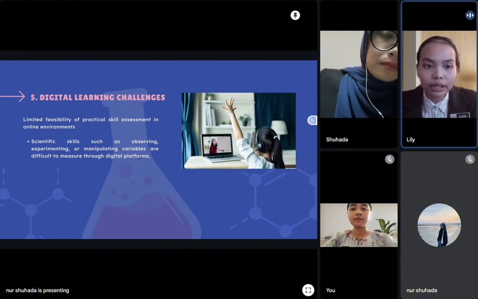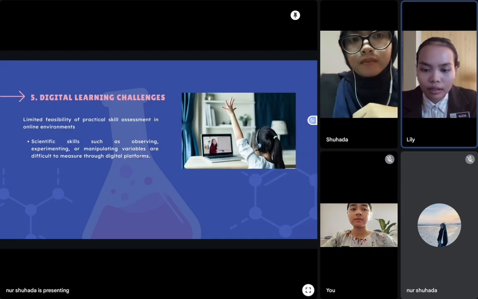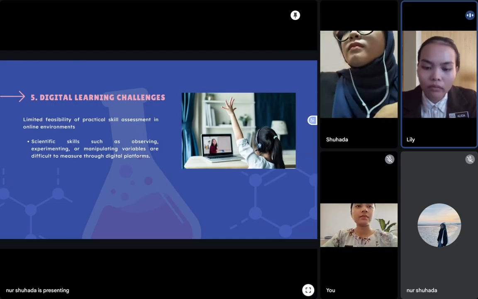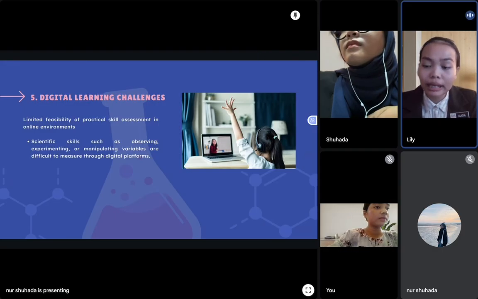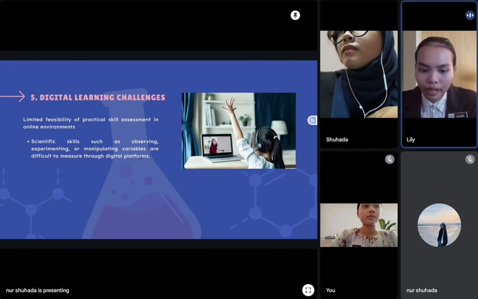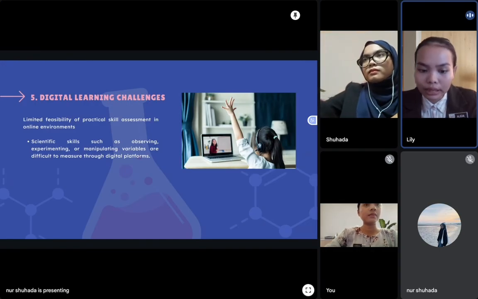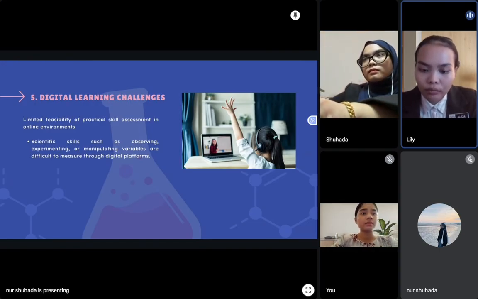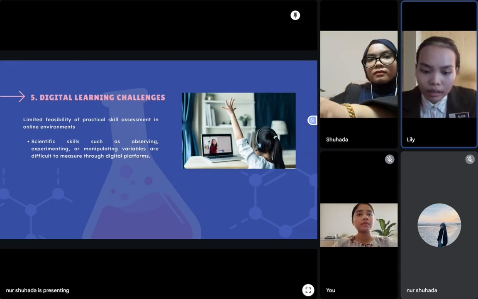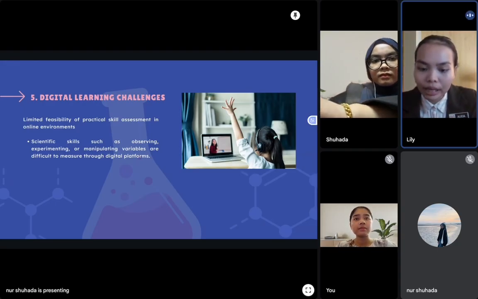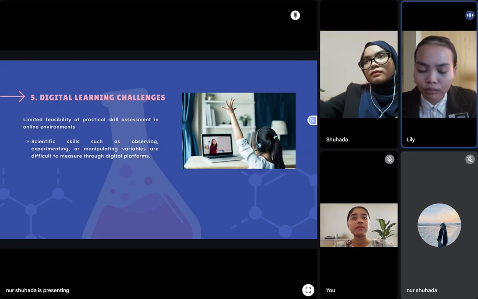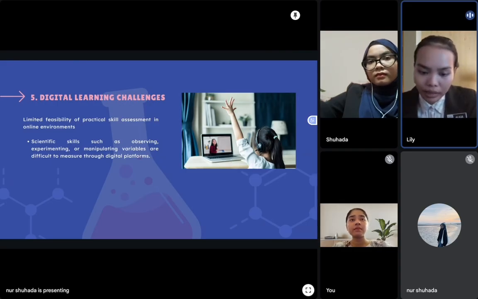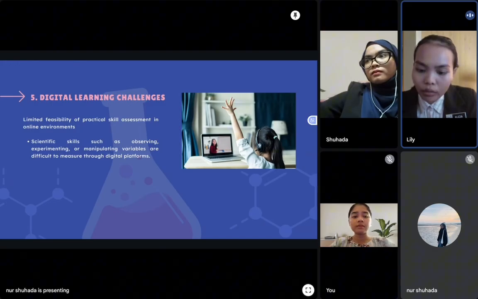The next challenge is digital learning challenges. Limited feasibility of practical skill assessment in online environments. This is because scientific skills such as observing, experimenting, or manipulating variables are difficult to measure through digital platforms. In an online setting, these skills cannot be authentically demonstrated or assessed. In this era, teachers often replace practical tests with quizzes or written assignments, which fail to capture inquiry and process skills.